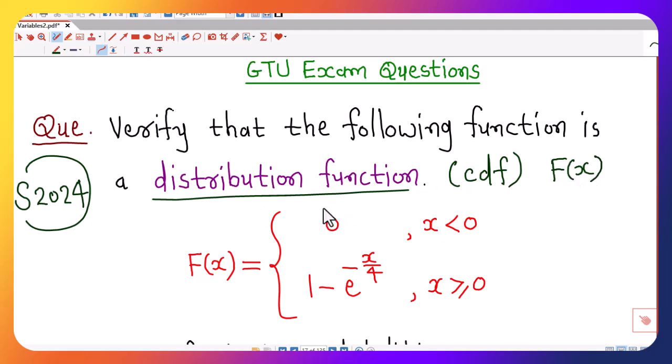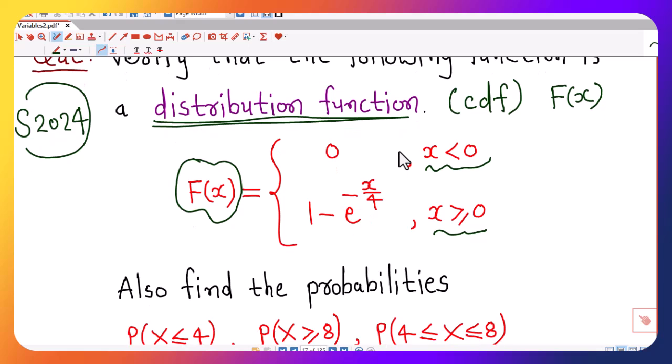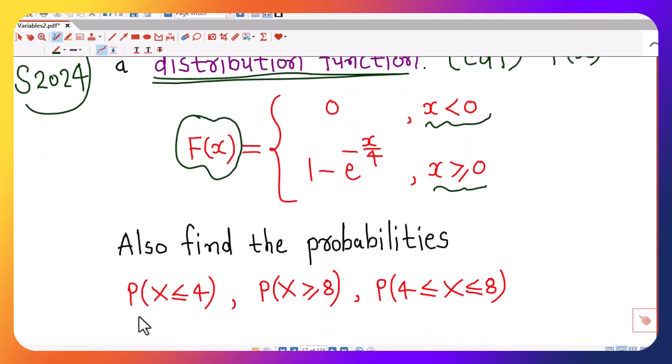So here we are given one function defined as F(x) equal to 0 if x is negative, and F(x) is 1 minus e raised to minus x by 4 if x is non-negative. And we have to verify that this is a cumulative distribution function or simply distribution function, and we have to decide these three probabilities also.